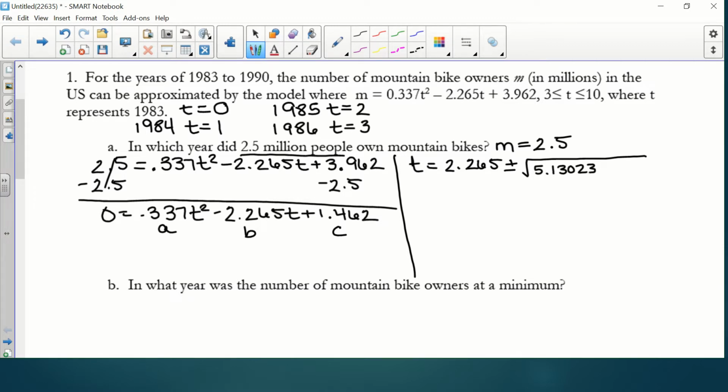5.13023. I'm also going to do minus 4 times a times c. And again, I'm going to go out to about 5 decimal places here just because I know these numbers are going to go on and on and on. So I'm going to say 1.97078. And all divided by 2a, which is 0.674.